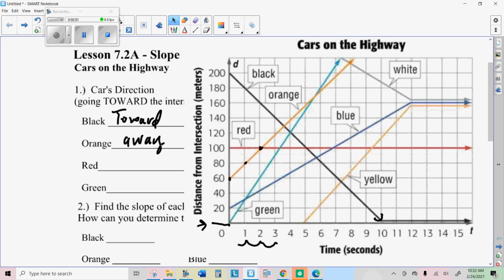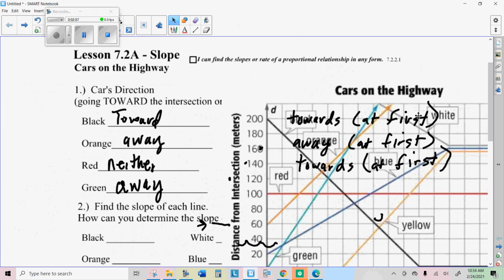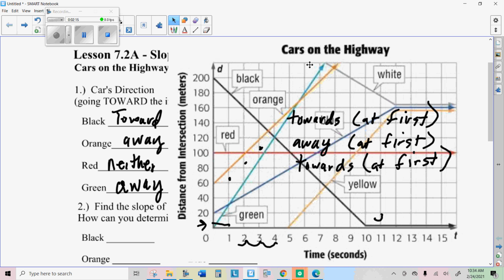All right, so go ahead and fill in the rest of those, whether they're going towards or away. The red line is very steady. It's always 100 meters away from the intersection. So it could be something like it's parked. Maybe it's at another stop sign, who knows. But I put neither for that one. The green one is going away because it starts at a distance of 0 and that distance keeps climbing.